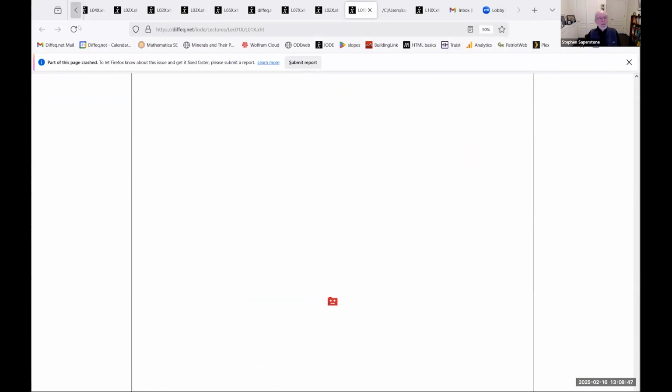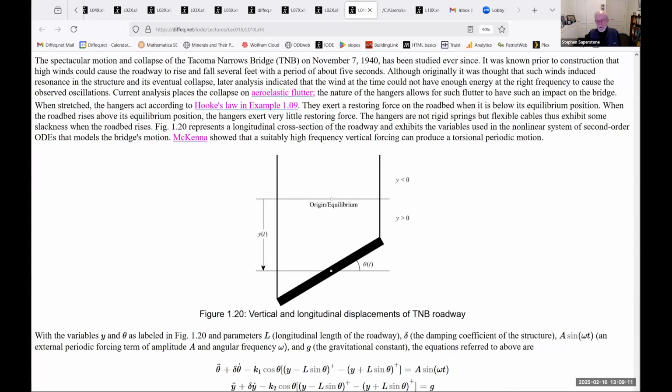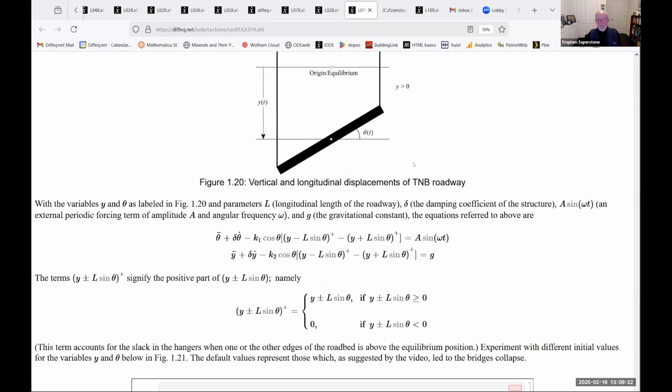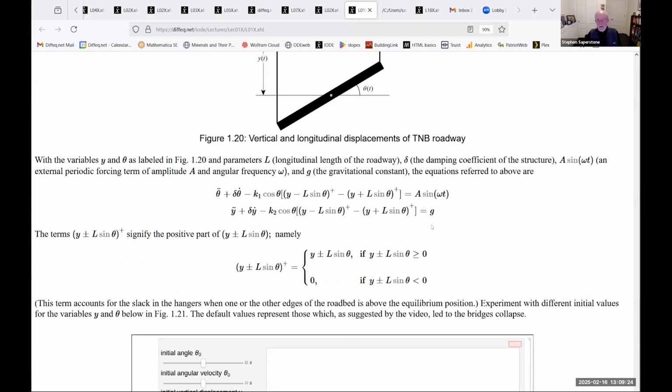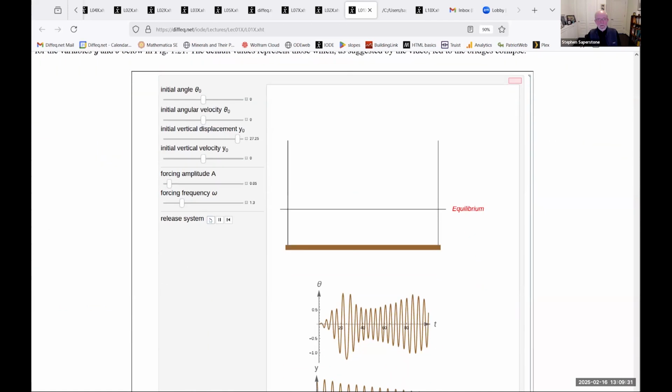So this is a model of the Tacoma Narrows Bridge problem, which when it was first analyzed back in 1940, was thought to be due to resonance, but a number of mathematicians in the interim have come up with a different model for it, that it was due to a wholly different situation. So here's what happens when we go this way.